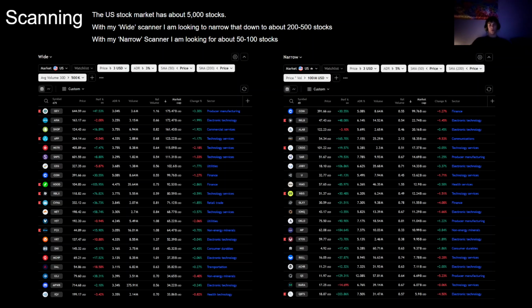Those are going to be the most liquid stocks, the ones that institutions are able to pile big shares and big position sizes into, and that's really what I'm looking for. And then both of these are sorted by market cap.